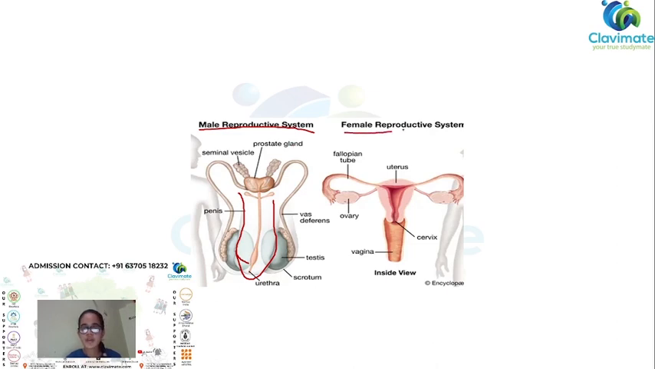Coming to the female reproductive system, this is the uterus, and this is the fallopian tube, and this is the ovary, and next, this is the cervix, and this is the vagina. So these are the important parts of the female reproductive system.